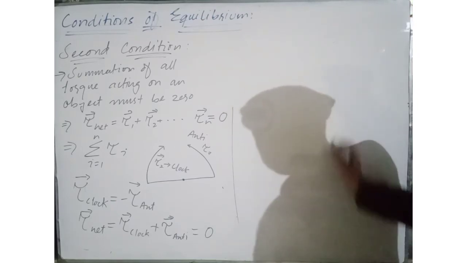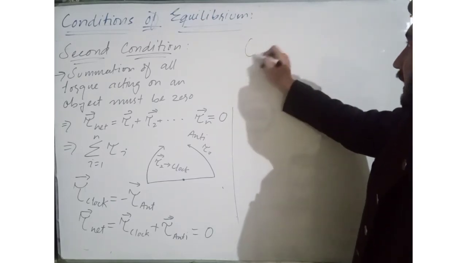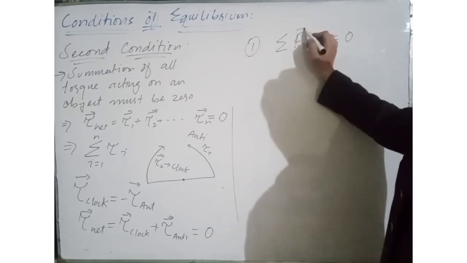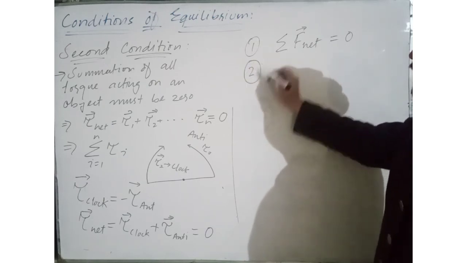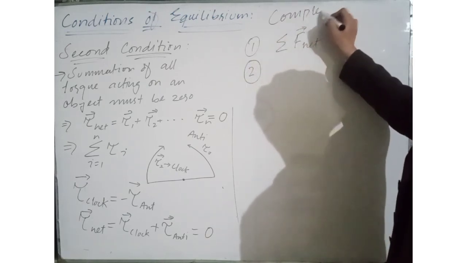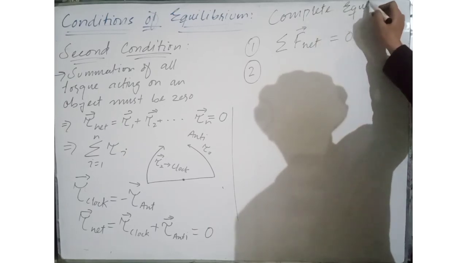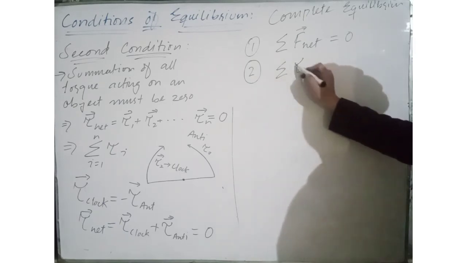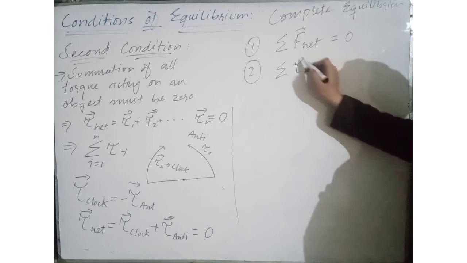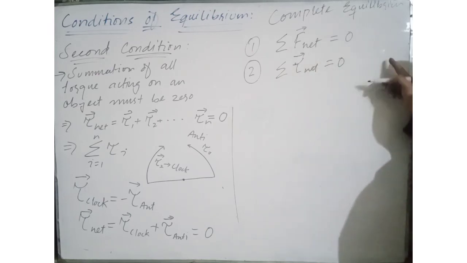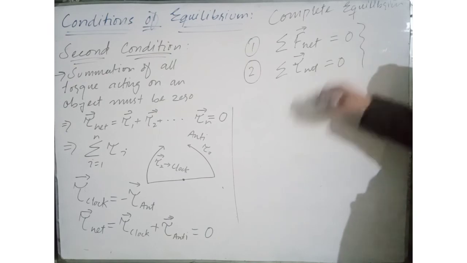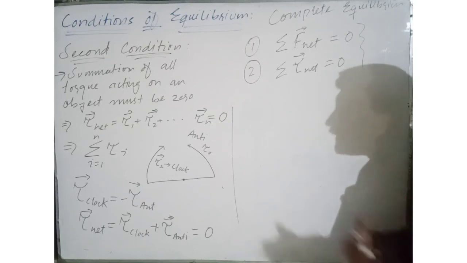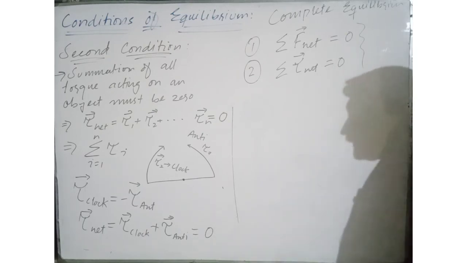So we can summarize these two conditions. The first one is sigma F net, which has to be zero in order to maintain translational equilibrium. When the summation of all torque acting on an object is zero, then we have rotational equilibrium, and when both these two conditions are satisfied, we have complete equilibrium. So there will be no linear acceleration and no angular acceleration, right?